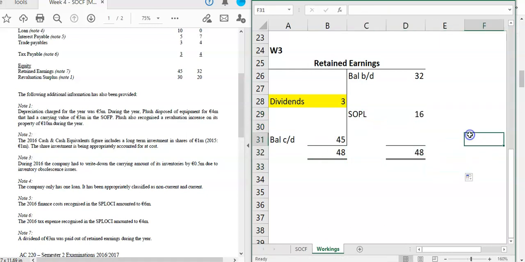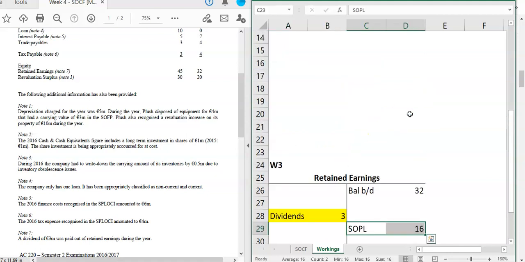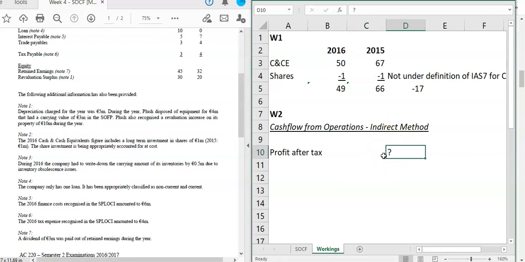Right, so that's important that we understand how we got to that. That was a tricky one. Usually you're given a profit figure directly. In this case, we had to work back. We're given dividends, we're given an opening retained earnings, we're given a closing retained earnings. We can solve for the profit for the year. So we then go up and say profit after tax 16 and show the examiner it's coming from working 3.